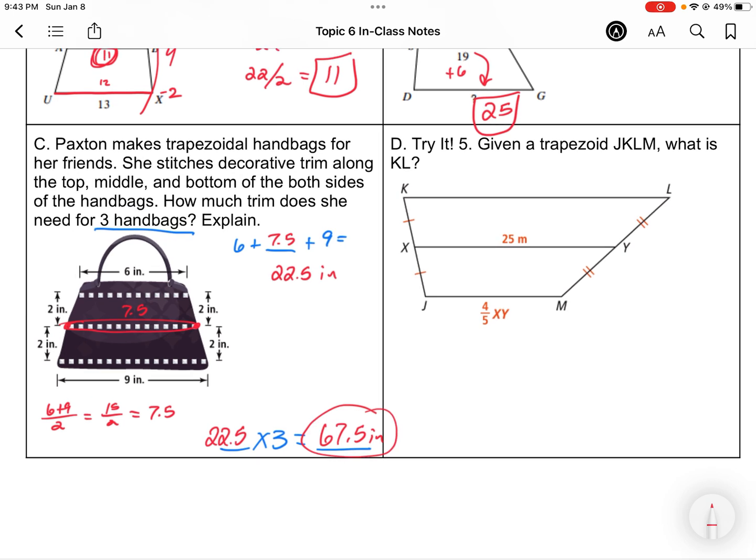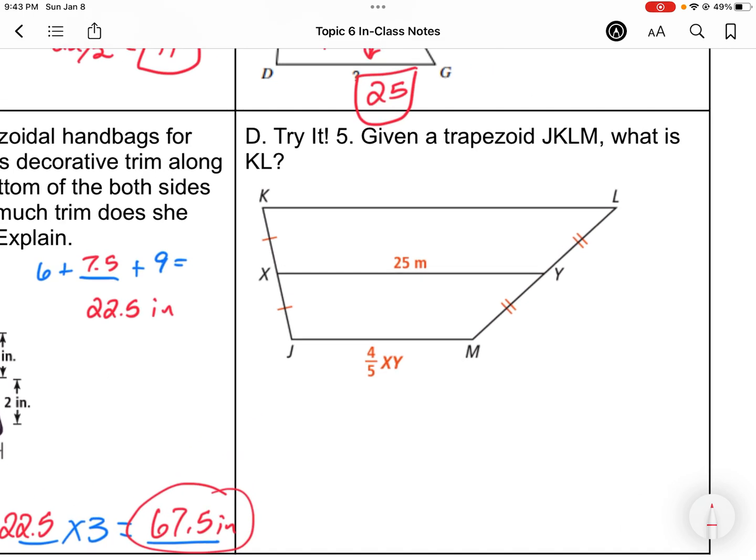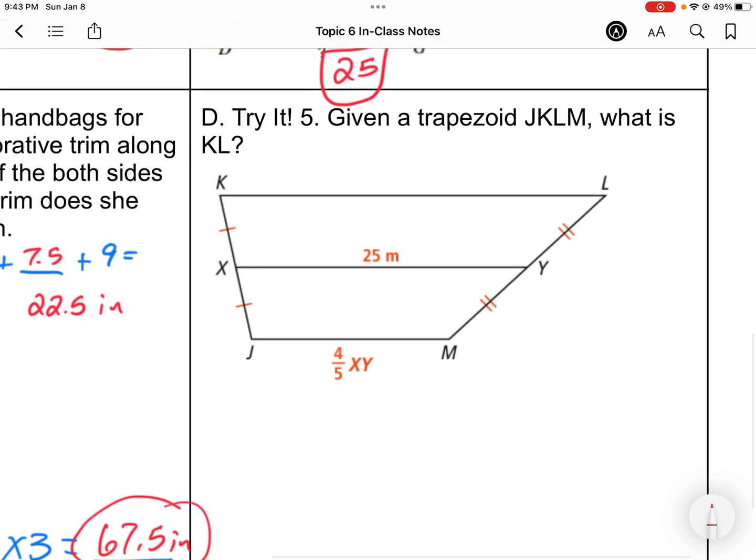All right, our final example is a little tricky. We've got some other challenges thrown at us with this one, but we're still just dealing with a trapezoid mid-segment. Okay, we know that XY here is the mid-segment of this trapezoid, and they want to know what the length of KL is. Well, that's the other base. Now, we could just do some counting, but notice what they tell me JM equals. They say it's 4/5 of XY.